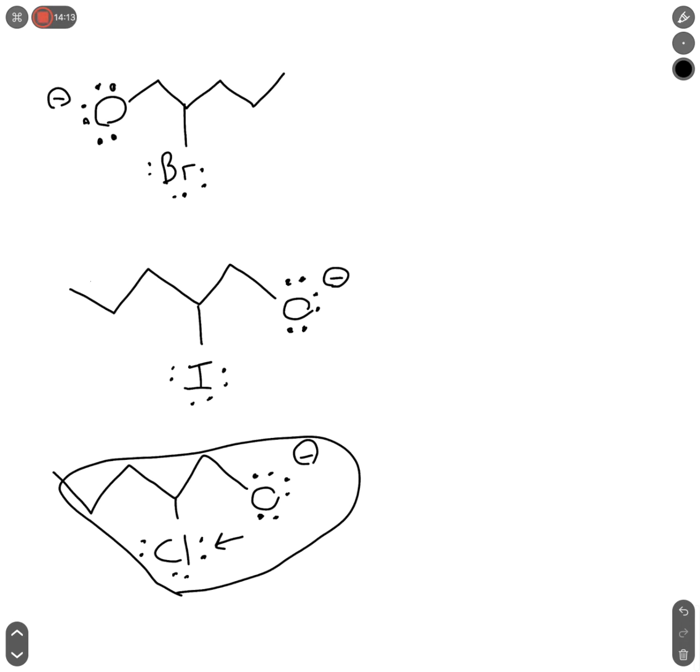Now, when determining the most acidic hydrogen, we must take into account where the most electronegative atom the hydrogen is bonded to, possible resonance structures that can be made, and inductive effects. But if faced with all three, resonance surpasses inductive effects.